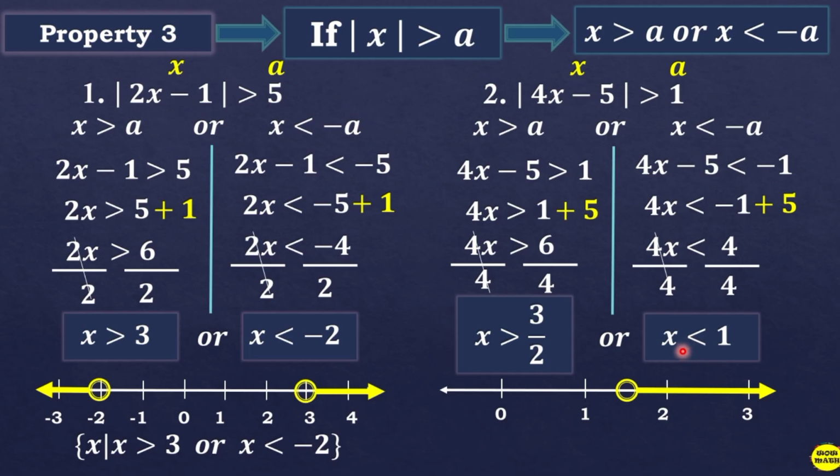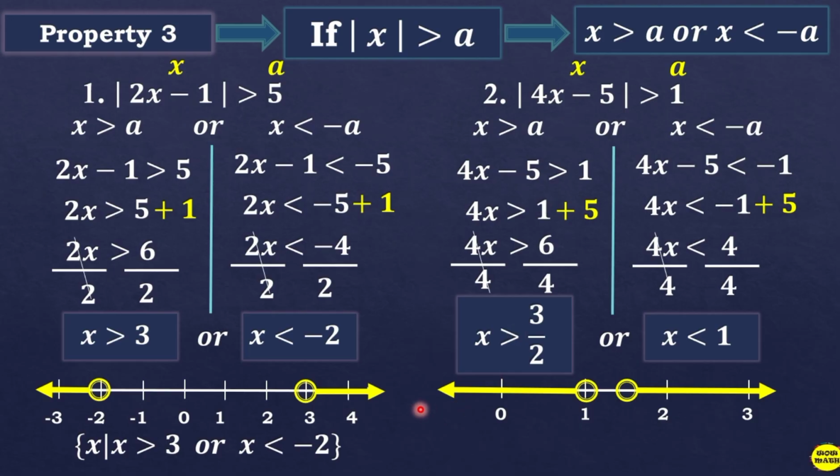Okay? And then this one, x is less than 1. So, plot natin si 1. This is also hollow kasi hindi siya part of the solution. 1 is not part of the solution. And then, less than. So, pa-left. So, dito siya. Okay? So, this is the graph of our inequality, including absolute value.